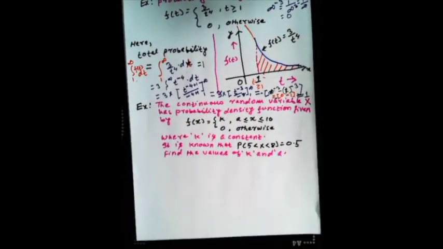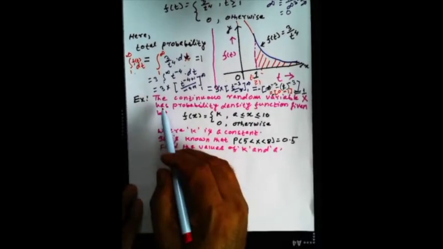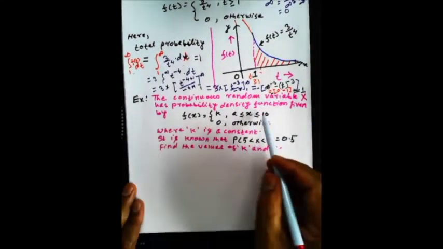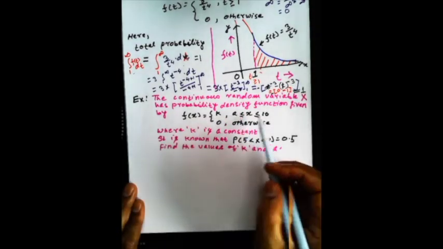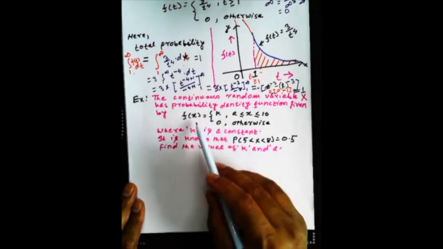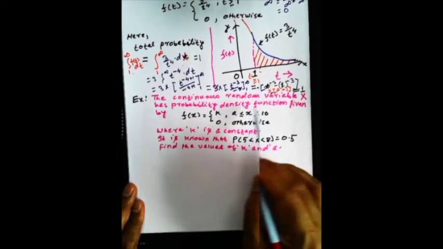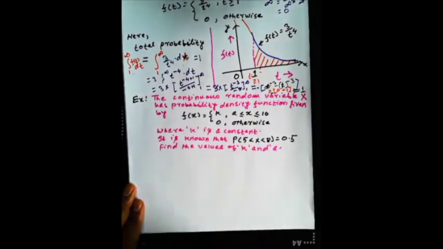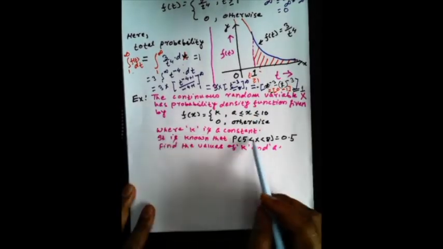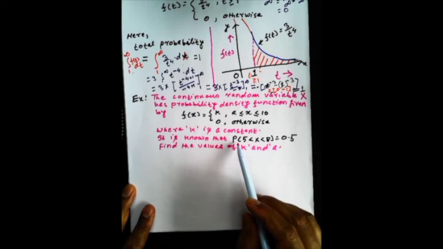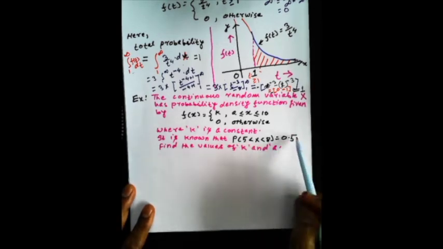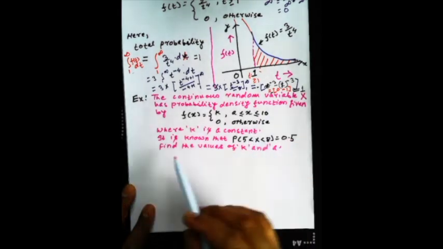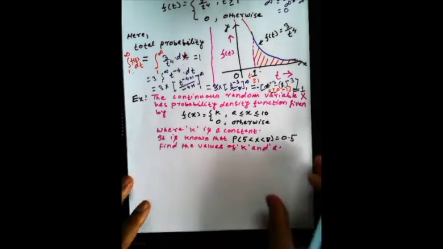We have another example here, and in this example it says that the continuous random variable x has probability density function given by f(x) equal to this k. It is defined between a and 10, and 0 otherwise, which means it is not defined beyond this interval of x. So here k is a constant. It is known that the probability of 5 less than x less than 8 is equal to 0.5. So this part is also given. So based on all the information, you have to find the value of k and a.